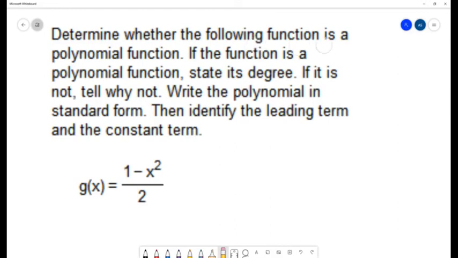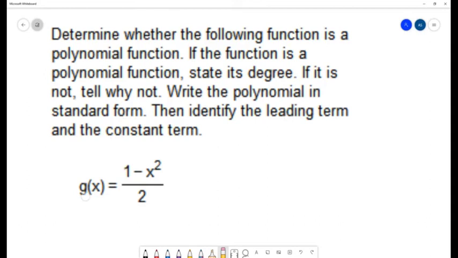Determine whether the following function is a polynomial function. If the function is a polynomial function, state the degree. If it's not, tell why not. Write the polynomial in standard form, then identify the leading term and the constant term.